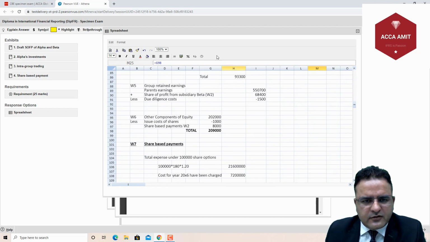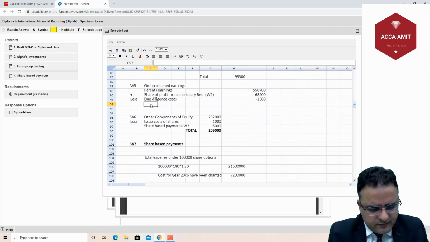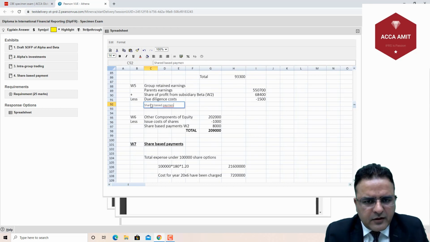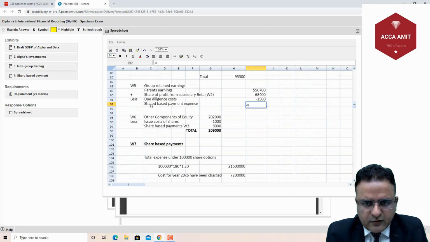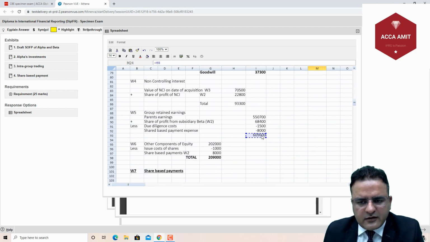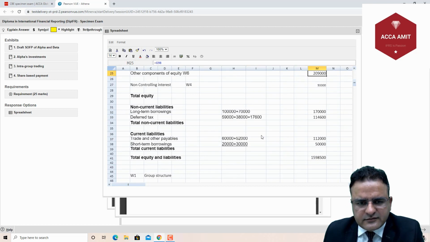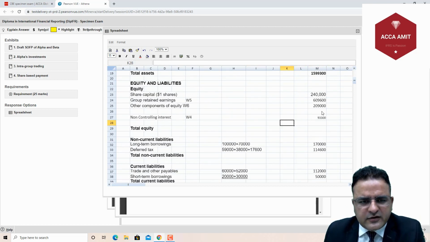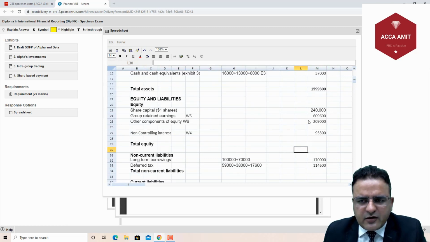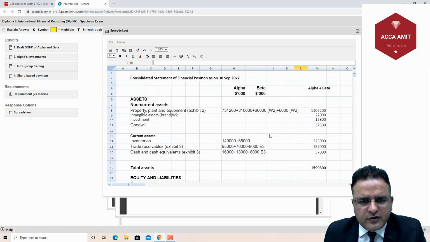Total will be, so there is share-based payment expense to be charged, share-based payment expense, which is equal to 8,000. The total of all these equivalent to 609,600. Other components of equity at 209,000. Non-controlling interest to be measured at 93,300. Share capital of parent only, that is 2,40,000 we need to include.